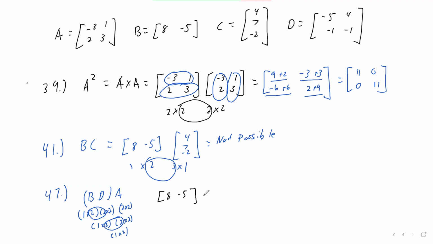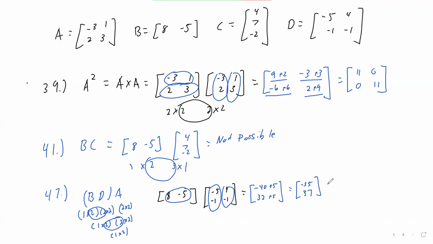So this will be [8, -5] times D, because you have to do what's in parentheses first. All right, so row by column. That's going to be 8 times -5, which is -40 plus 5. Row by column. That would be 8 times 4, which is 32 plus 5. So I get my final answer as, oh, I say final answer. I get -35 and 37. Oh, that's not even a 7.